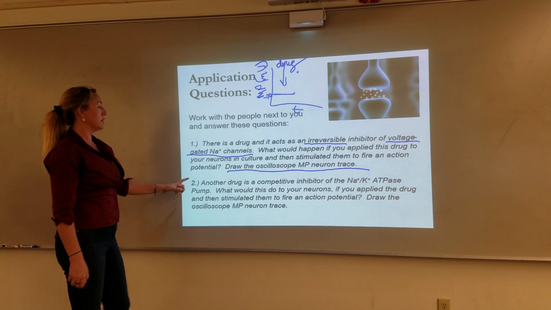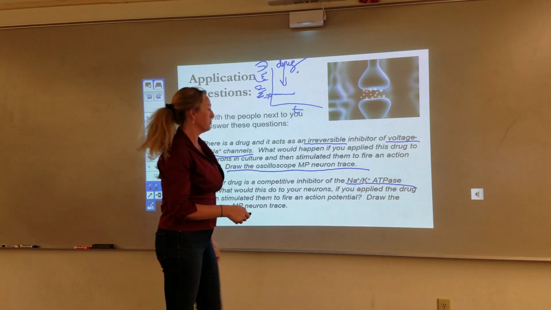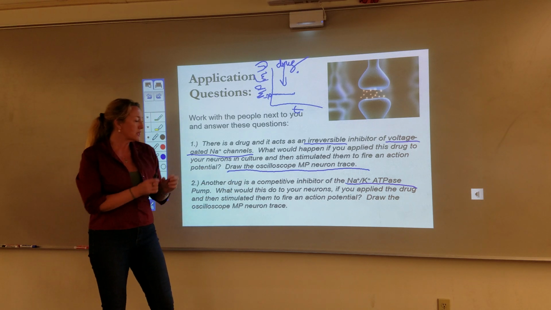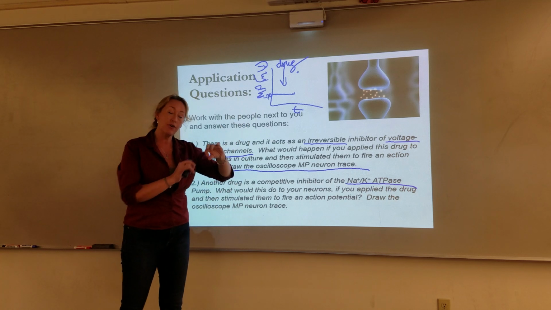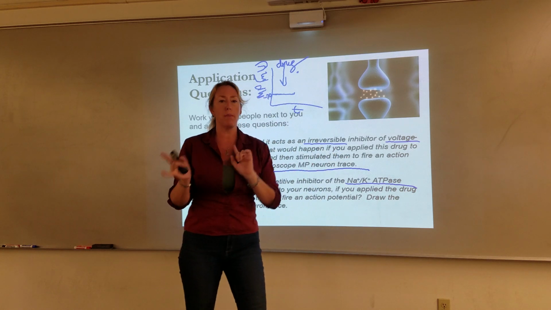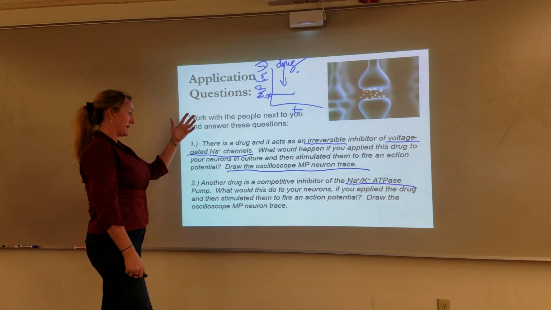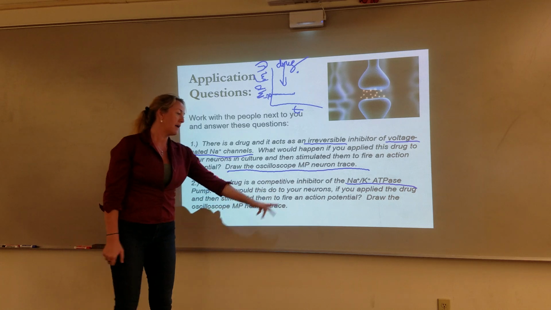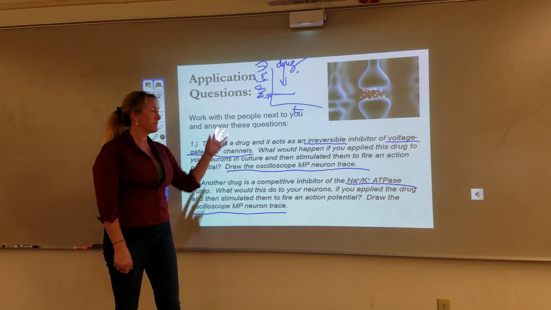Same thing, but a different scenario. Another drug is a competitive inhibitor of the sodium-potassium ATPase. So this one blocks the Na/K-ATPase. What would this do to your neurons if you applied the drug and then tried to stimulate them to fire an action potential? Same scenario. What I want you to do is draw that out and give a rationale for why that blocking of that specific channel or pump is going to create the results that you draw and what you expect to see, okay? Draw the oscilloscope membrane potential neuron trace. Same thing, draw. Okay, so two of those.